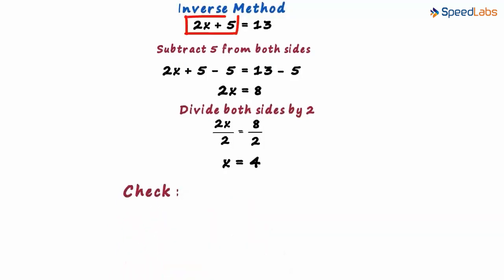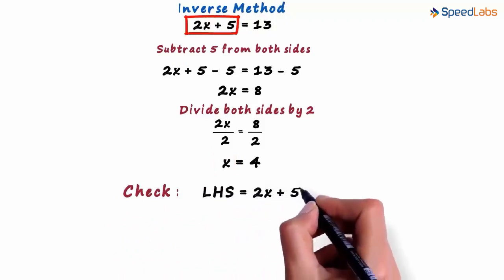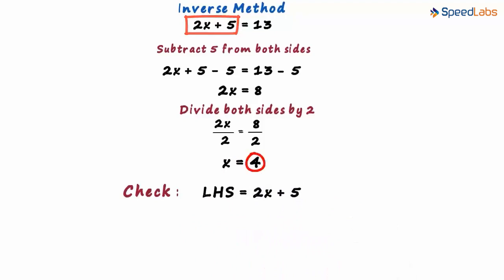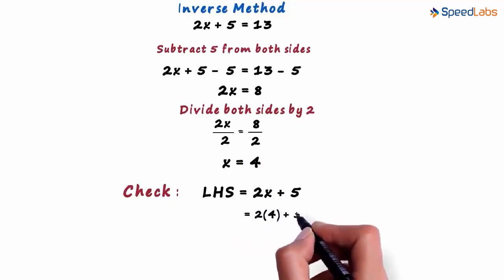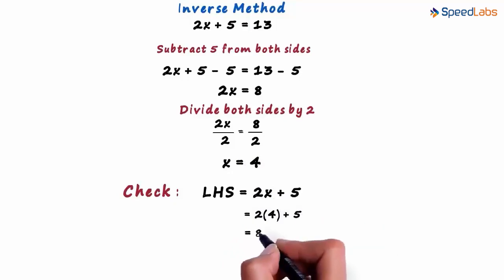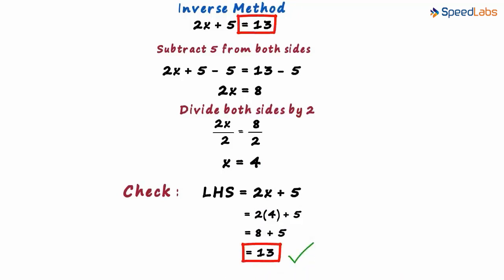So on the left-hand side, we substitute the value of x and see if it equals the right-hand side. The left-hand side is 2x plus 5. Substituting 4 in place of x, we get 2 multiplied by 4 plus 5. That equals 8 plus 5, which is 13, the same as the right-hand side. So we say that our value of x is correct.